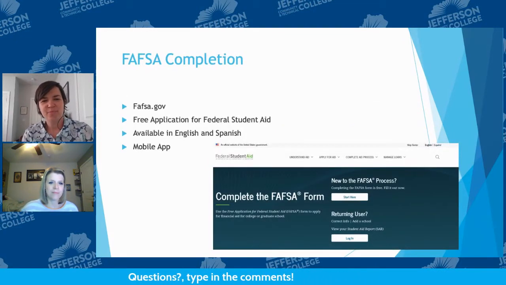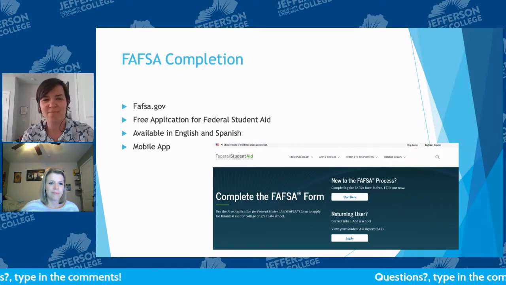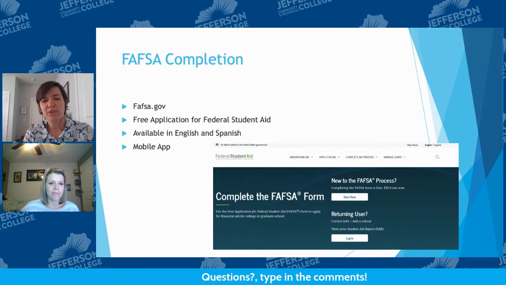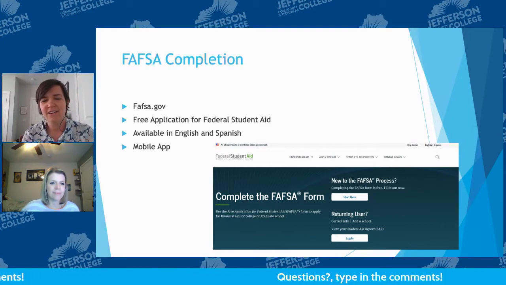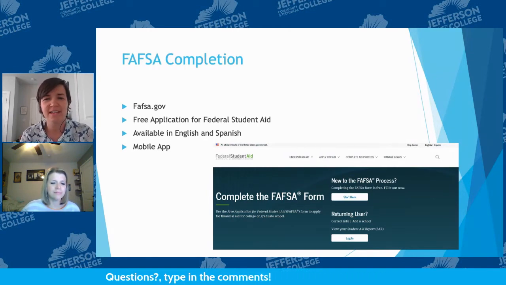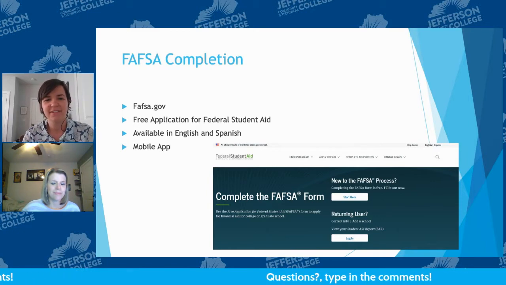Completing the FAFSA takes place at FAFSA.gov. FAFSA, again, stands for Free Application for Federal Student Aid. That application is available in both English and Spanish. You certainly want to make sure that you're at the .gov site and not a .com site, as there are some predatory websites out there that would ask that you pay to complete this application, and it is not necessary to pay anyone to assist you in completing this application.